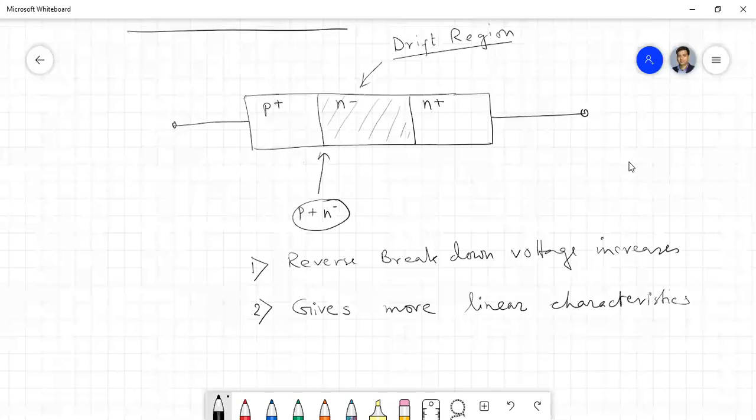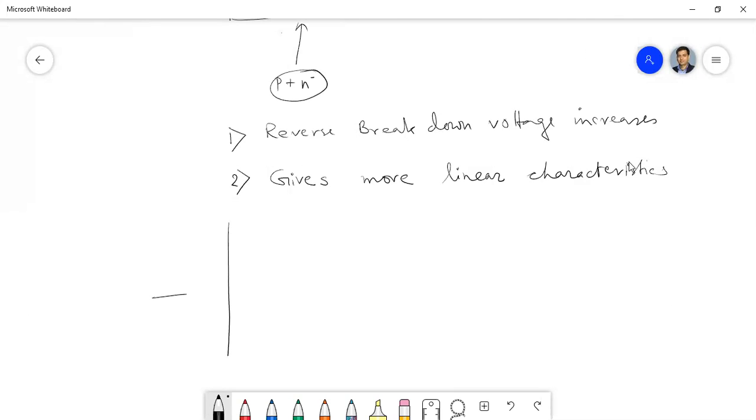So generally, if we can remember, in case of a signal diode, the characteristics we get are almost exponential, isn't it? This type of characteristics we get. This is the reverse saturation, and this is the reverse breakdown voltage. This is for the normal diode.